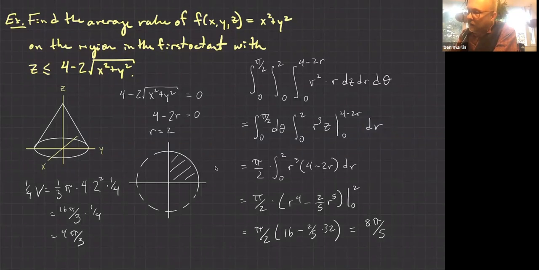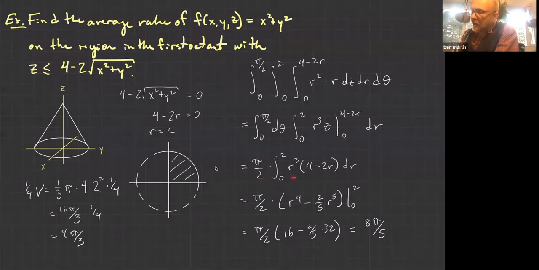So when we integrate with respect to z, we will get a z there. It goes from 0 to 4 minus 2r. We have the r cubed hanging on there. And so we end up with r cubed times the 4 minus 2r in there. Now, the theta did not appear in here, so we can just pull it out and have the pi over 2 hanging to the front as a constant.